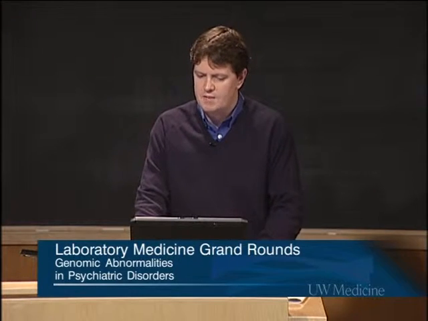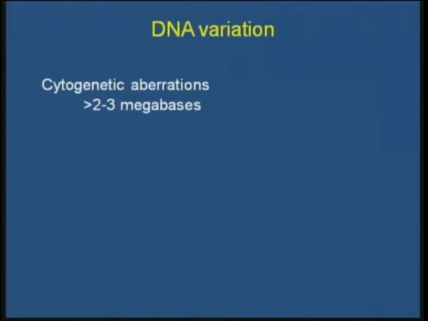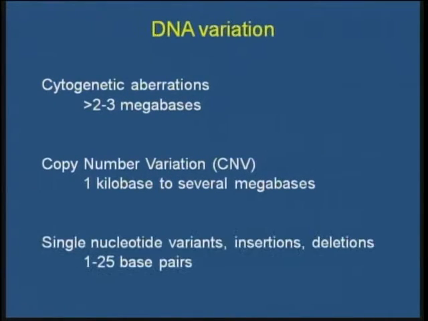So what is DNA variation? I've split it into 3 different categories. Large cytogenetic aberrations that are 2 to 3 megabases, or million base pairs, in size and can be seen under a microscope. Copy number variation, or CNV, ranges in size from 1 kilobase to several megabases. And then single nucleotide variants and insertions and deletions, which are 1 to 25 base pairs.